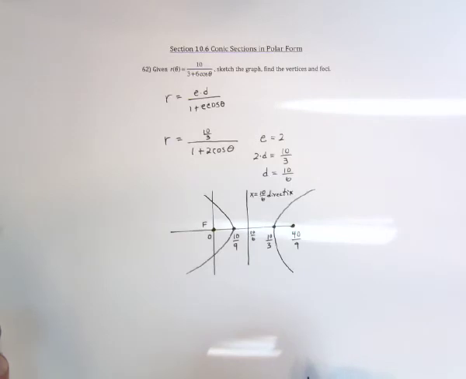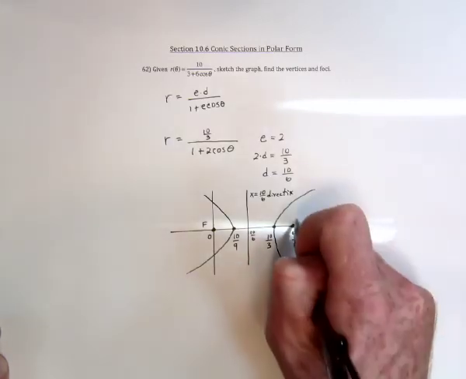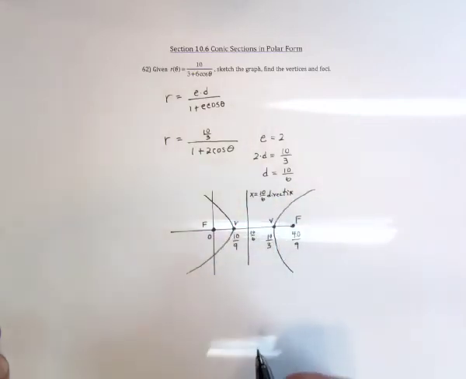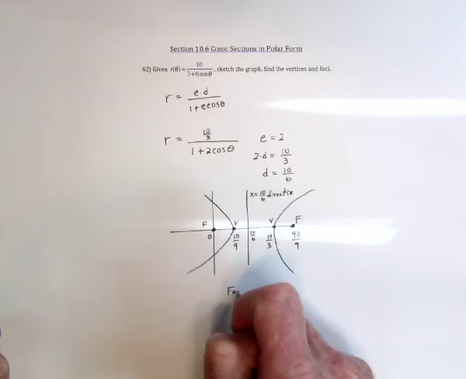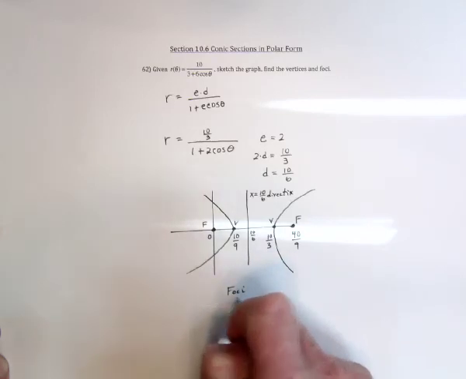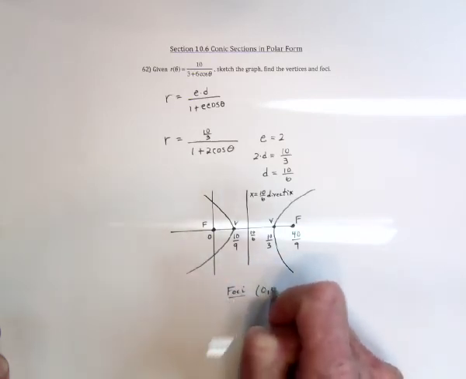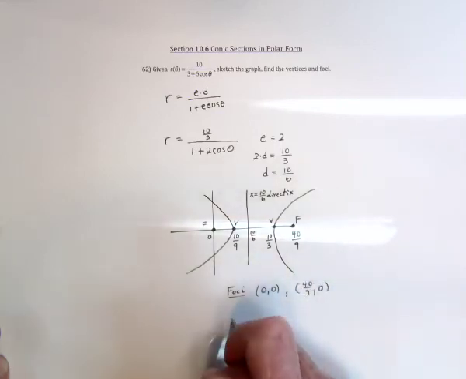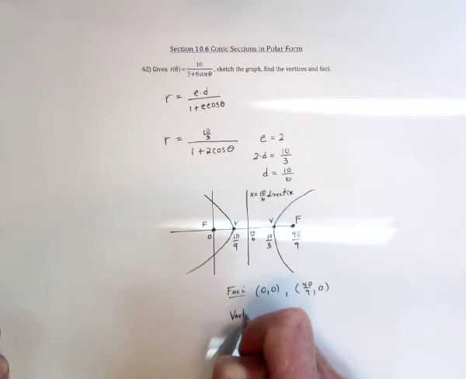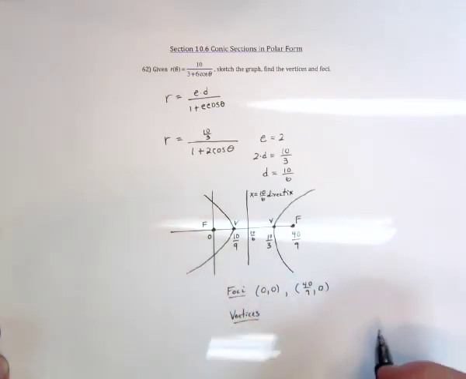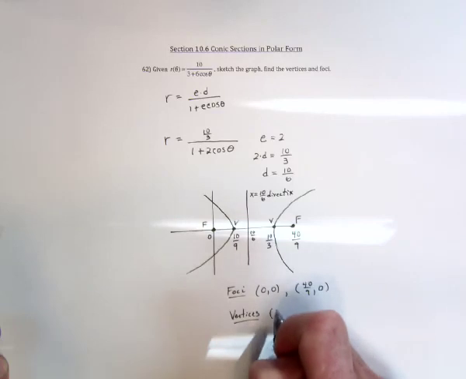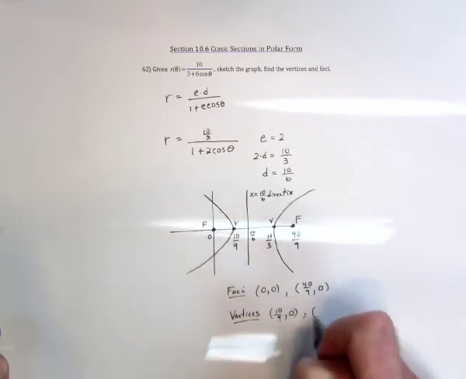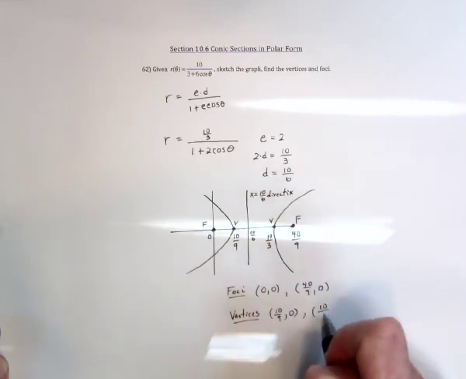And I think we have all the pieces. So this is a focus, this is a vertex, this is a vertex, and we've got the directrix. So we've got focus, or foci, at 0, 0, and 40/9, 0. And we've got vertices at 10/9, 0, and then also this one at 10/3, 0.